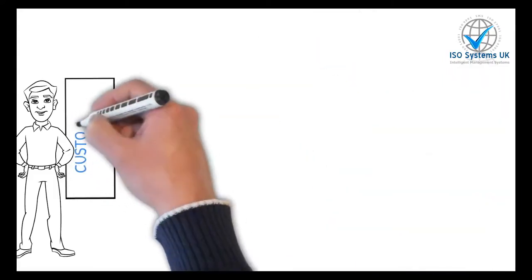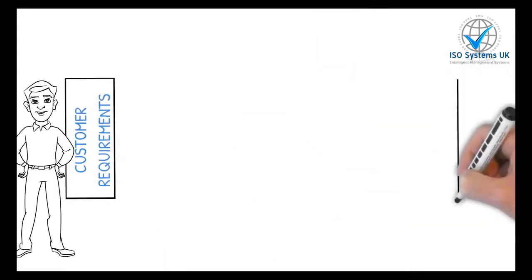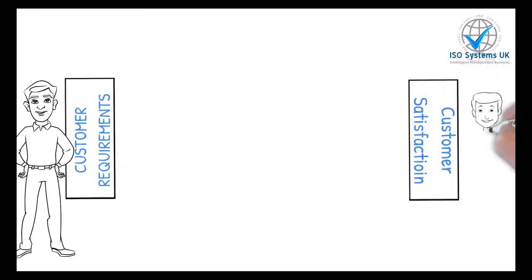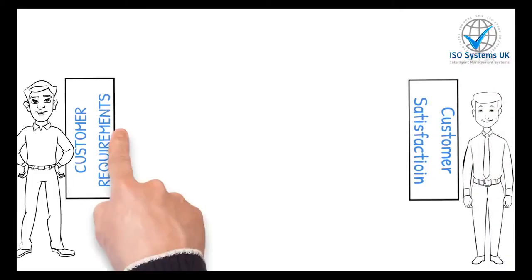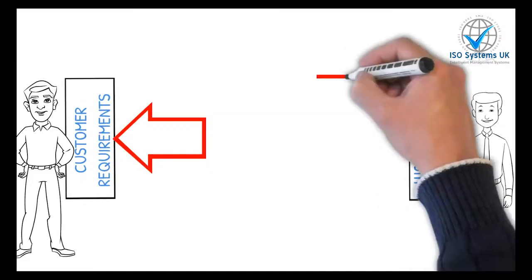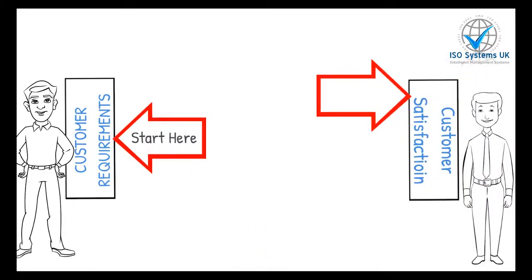If we do that, what we have left are just the customer requirements on the left side of the model, and customer satisfaction on the right side of this management model. Every company's goal is to first understand the requirements of the customer on the left side. And the left side is where it all begins.